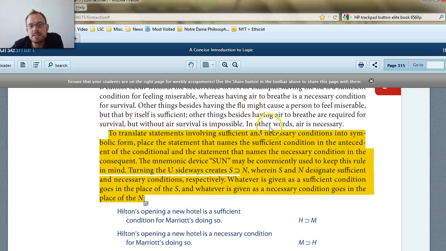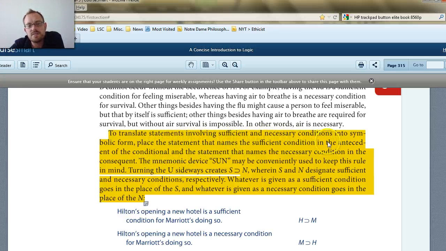And I'm going to read this because it can get a little confusing, but I think it's helpful, right? So to translate statements involving sufficient and necessary conditions into symbolic form, you need to place the statement that names the sufficient condition in the antecedent of the conditional, right? Remember, the antecedent is what comes first, and the consequent is what comes last. So sufficient conditions, again, go in the first part. Let me keep reading this.